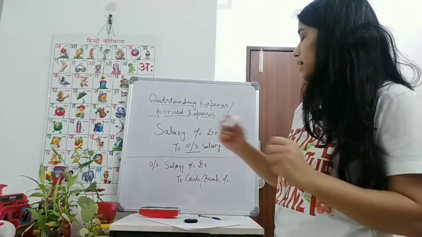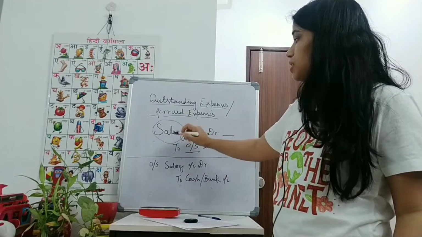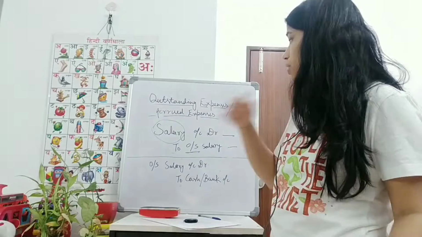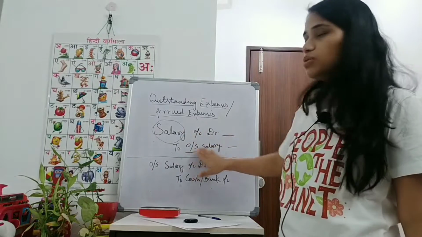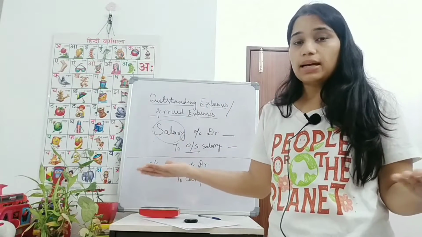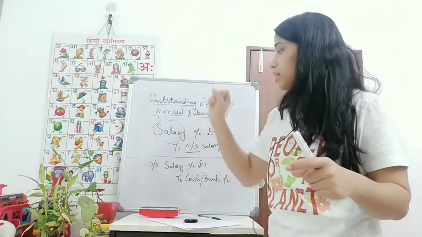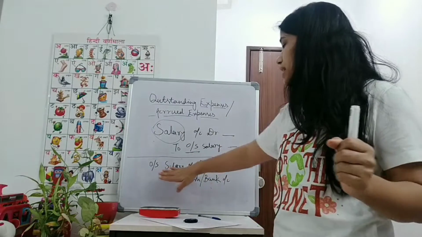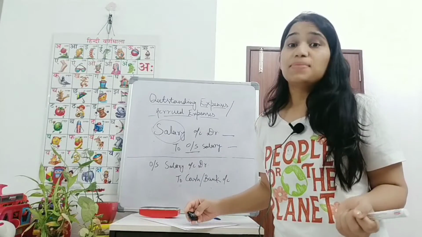If in place of salary we put rent here, then the company will follow the same entries: rent account debit to outstanding rent account. Then, when the rent is actually paid by the company, to nullify the outstanding account for that particular amount, the company will pass a journal entry: outstanding rent account debit to cash or bank account, however the payment is made.